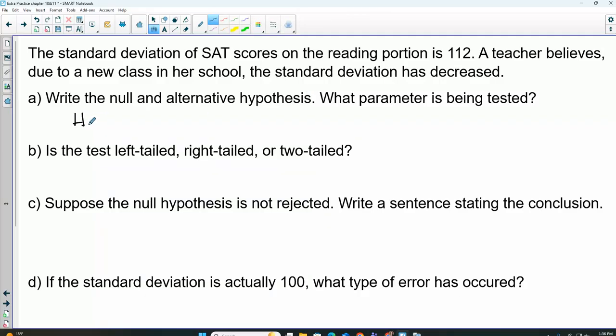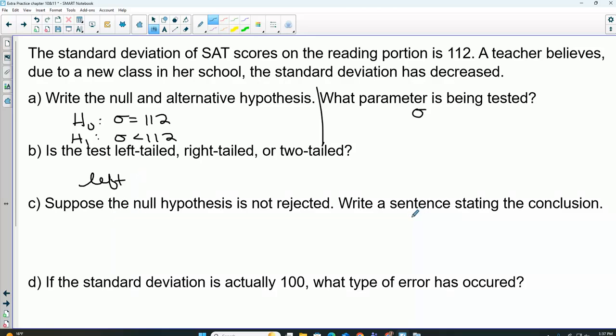So, what is my null hypothesis? Standard deviation is 112. So my alternative is, what parameter is being tested? In this case, it's just standard deviation. You guys do have these slides, right? They should be in between chapter 10 and 11, I think. Would this be left, right, or two-tailed? Less than is to the left.